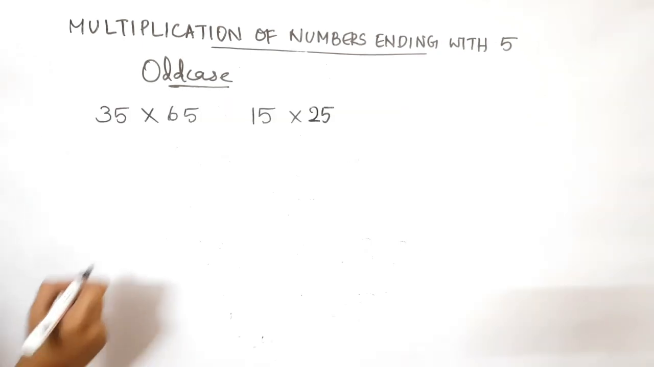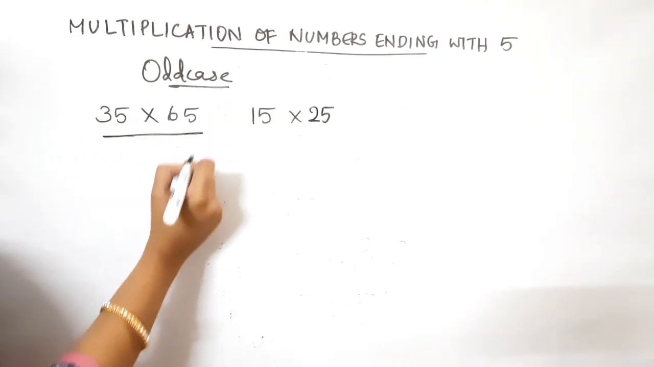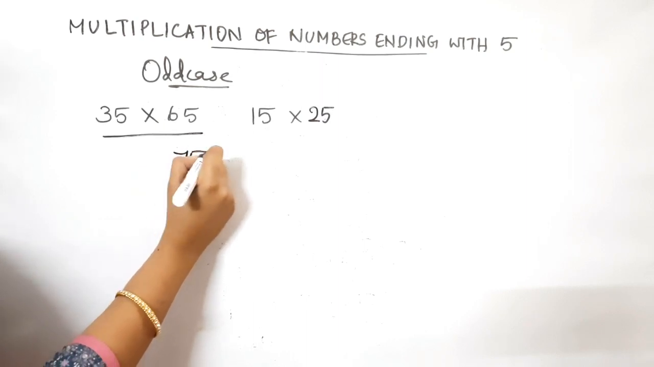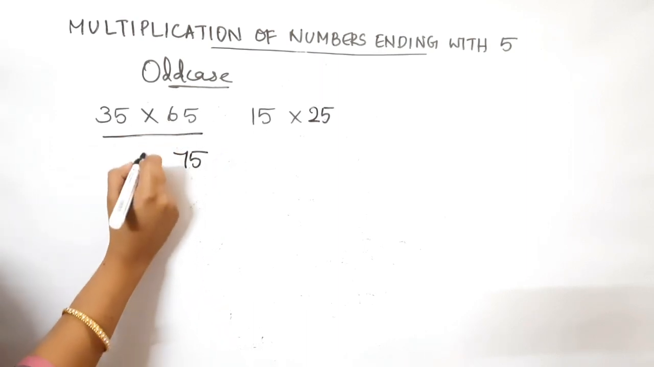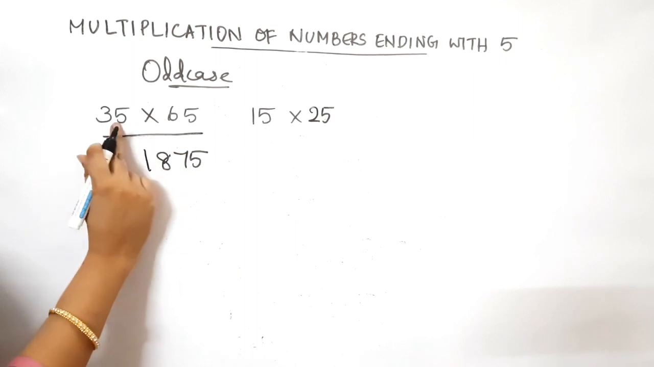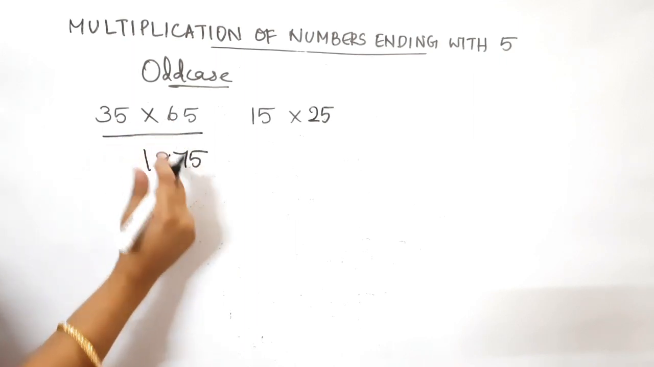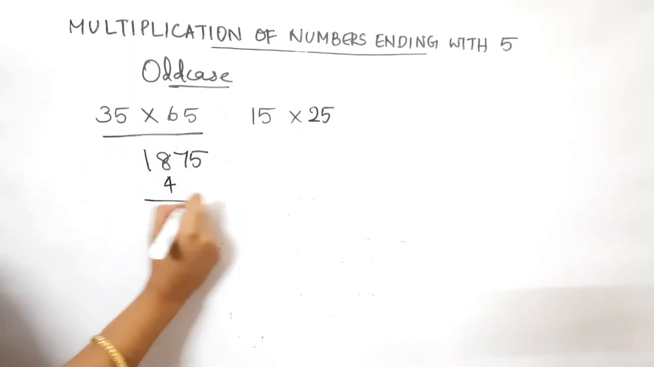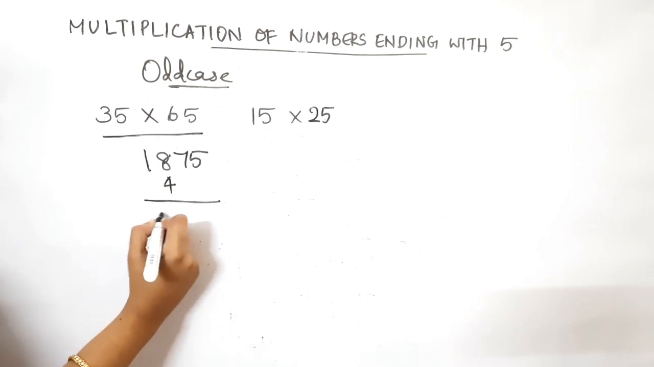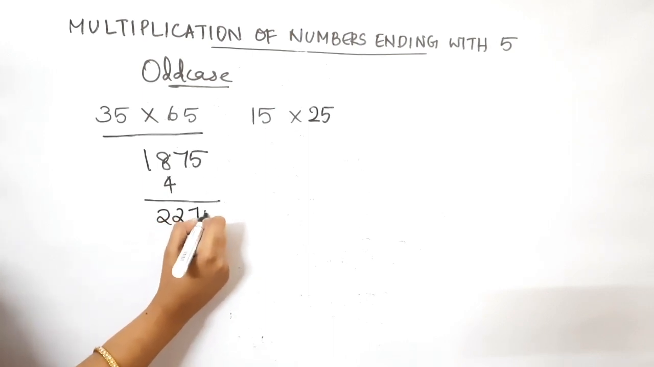Let's see a few more examples from the odd case. 35 into 65. The last digits will be 75. 3 into 6, 18. The second step, 3 plus 6 by 2. That is 9 by 2, 4.5. We can take it as 4. So the answer will be 2275.